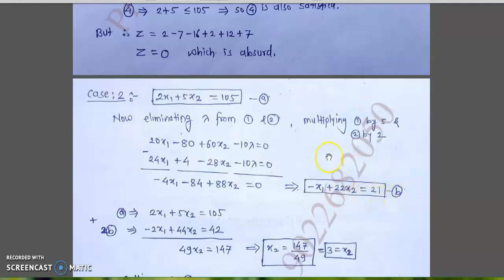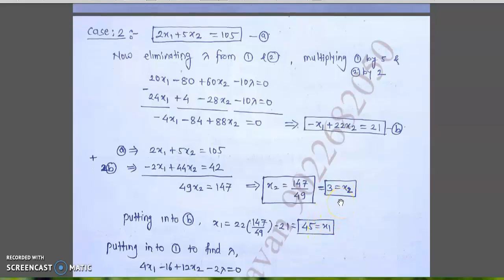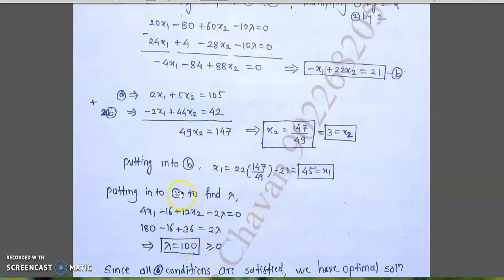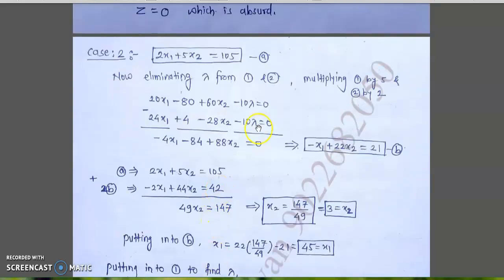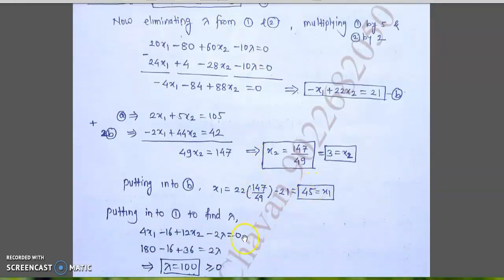Call it equation B. So if we solve A and B simultaneously, we get x1 value 45 and x2 value 3. Both are positive, so the fifth condition is satisfied. For these x1 and x2, if you put them into equation 1 or 2, we get the corresponding lambda value 100. I have substituted it into equation number 1. So we got lambda equal to 100, which is also positive. So the sixth condition is also satisfied. Equations 1 and 2 we solved, so they are satisfied. Equation 3 case we are solving, so it is also satisfied. Equations 5 and 6 are also satisfied as all values are positive.